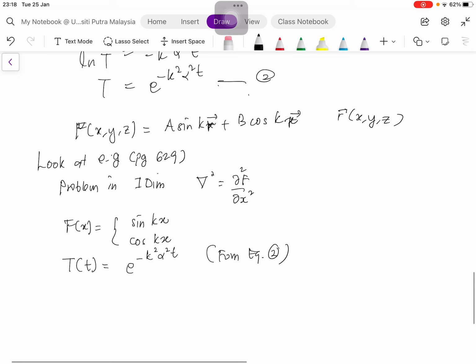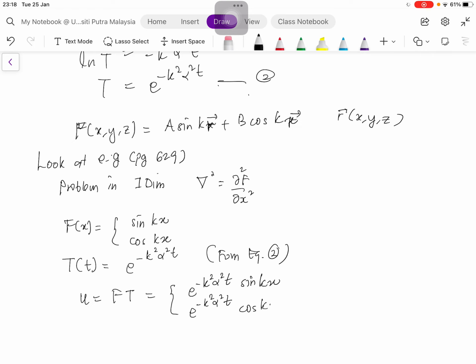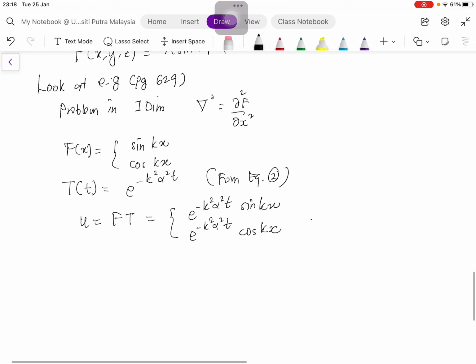Remember your u solution for this heat equation is given by the multiplication of functions f and t. So if we follow the book, you can write exponential of k² alpha² t times sin kx, and another one, exponential of k² alpha² t times cos kx. Then the rest follows. So this will be a very general solution.